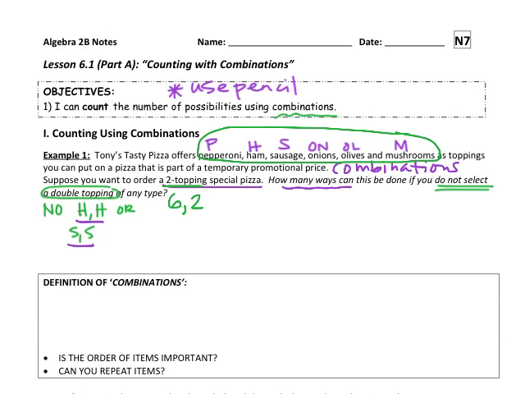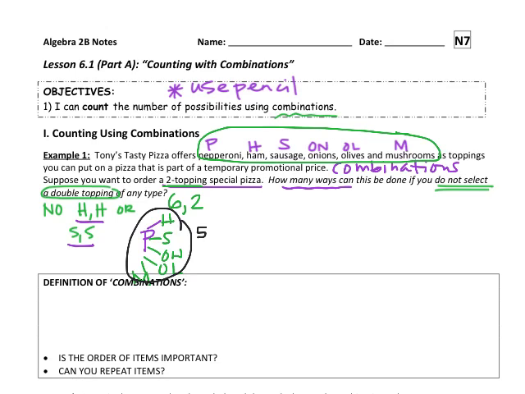So if I start off and I say, well, I love pepperoni, I have to have it, and here's one way that we can combine with pepperoni. We could have pepperoni and ham, pepperoni and sausage, or pepperoni and onion, or pepperoni and olive, or pepperoni and mushroom. So how many different combinations is just this grouping right here? Just starting with pepperoni. Well, that's 5 different ways that we can put pizzas together.